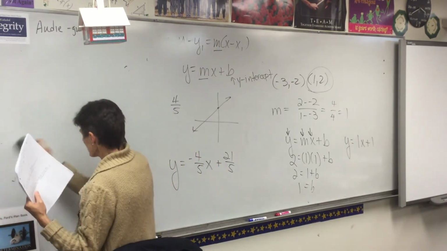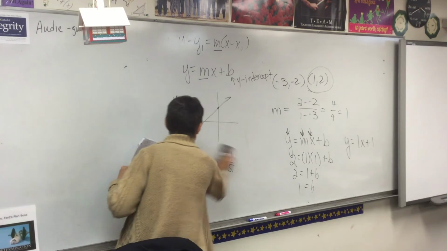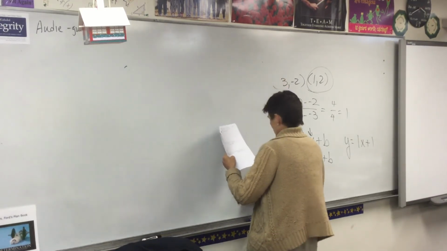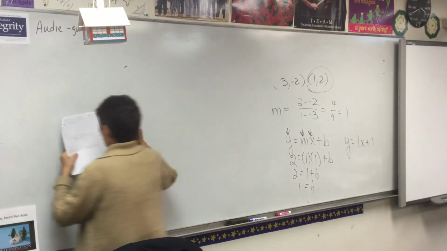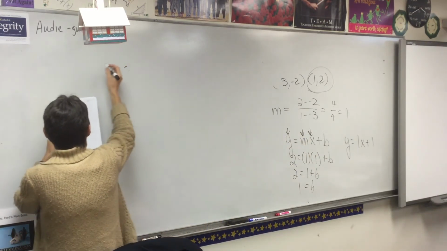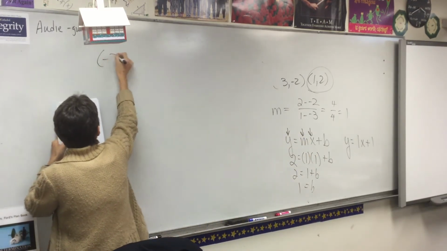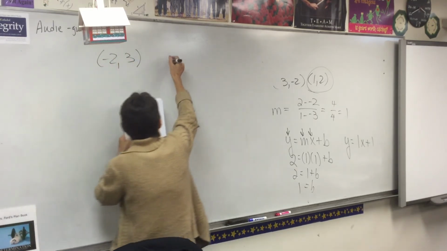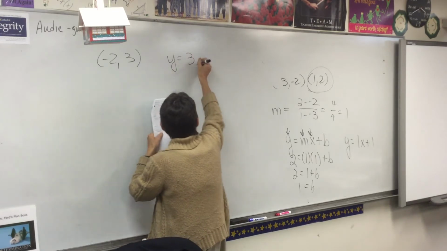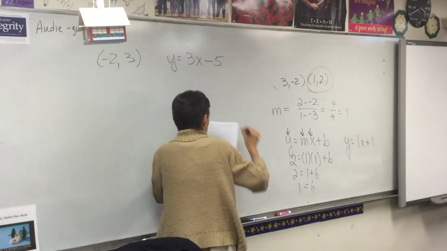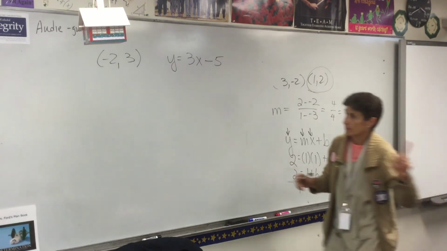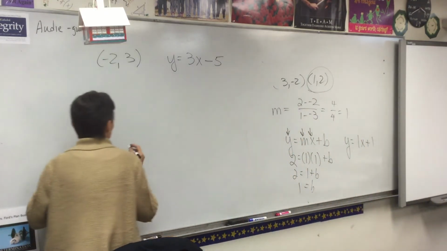All right, so the last problem we want to do right now is number 5a. It says we have the equation of the line through negative 2, 3, and it's parallel to this one. Now, okay, in a minute I'll let you share your thought.